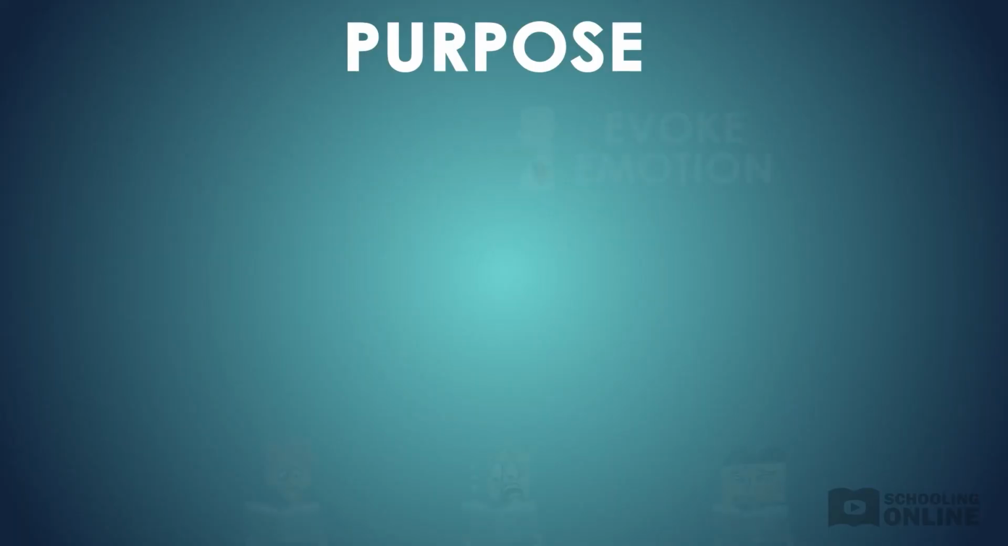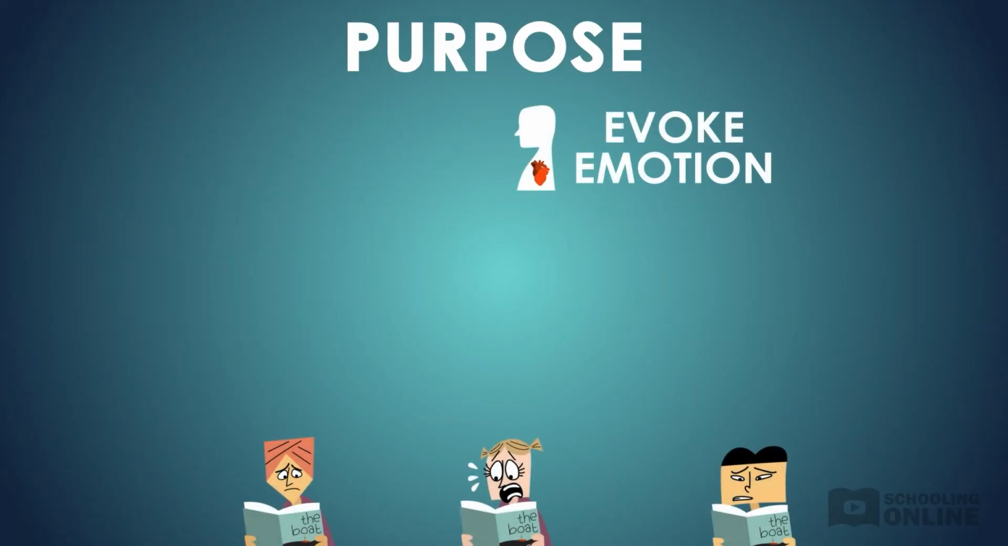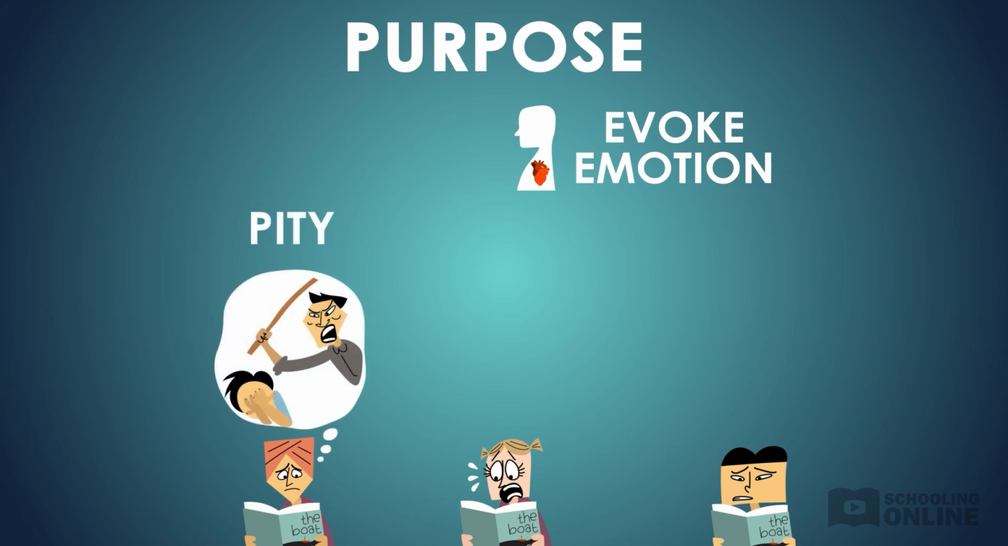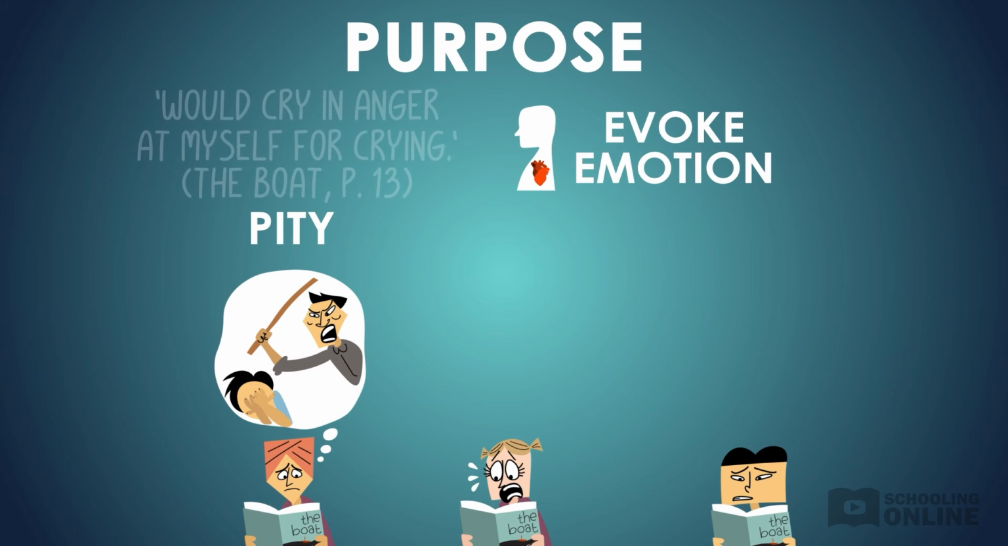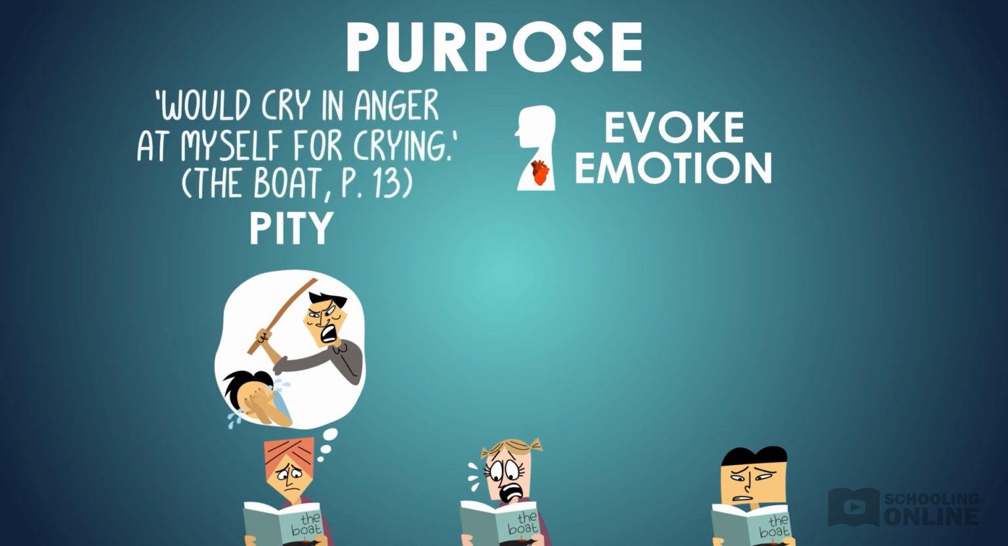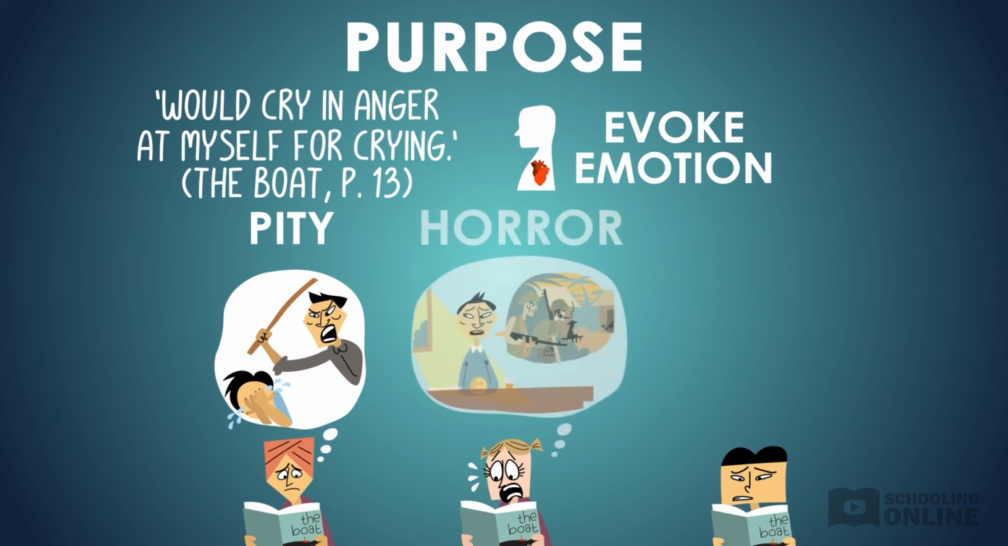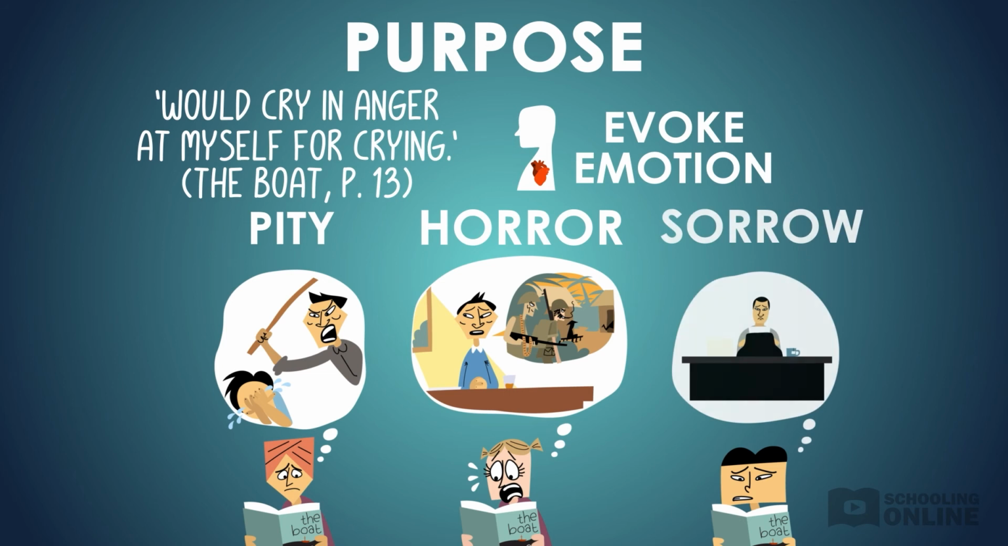Love and Honour also evokes a number of emotions. We feel pity for young Nam when he recalls how his father beat him, describing how he would cry in anger at myself for crying. But this pales in comparison to the horror we feel when Nam's father recounts his ordeal at My Lai. Lee also invites us to feel sorrow when he hints that this is all told in retrospect, when it's too late to fix things with his father.